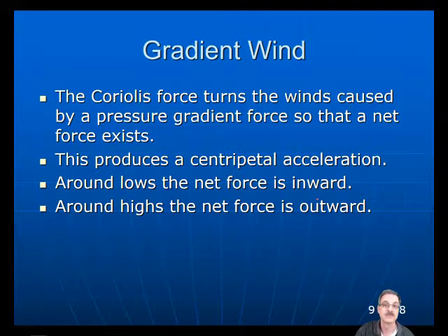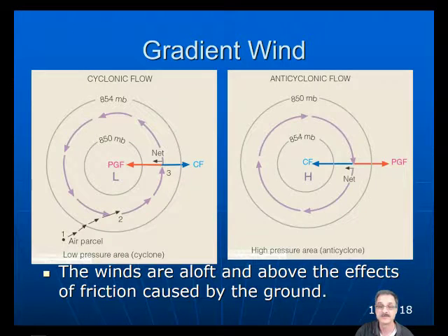Okay. What's a gradient wind? The Coriolis force turns the winds caused by a pressure gradient force so that a net force exists. This produces a centripetal acceleration. Around the lows, the net force is inward. Around the highs, the net force is outward. So what does this look like?